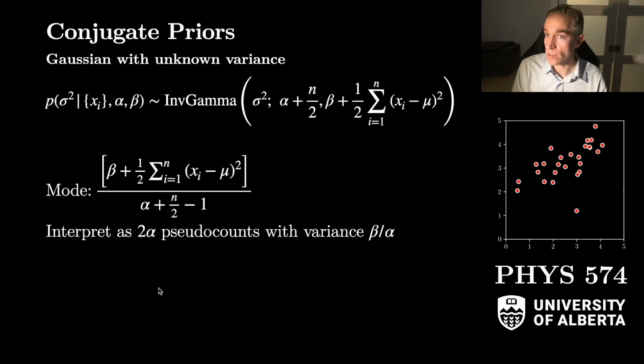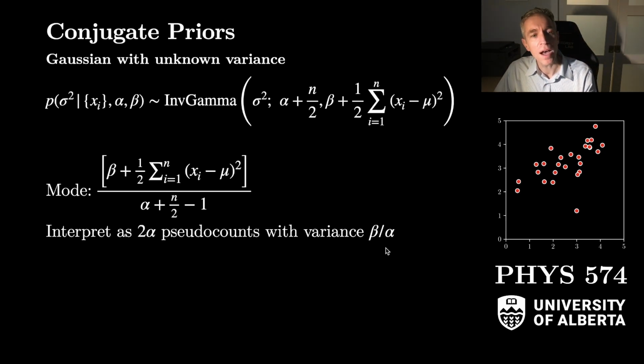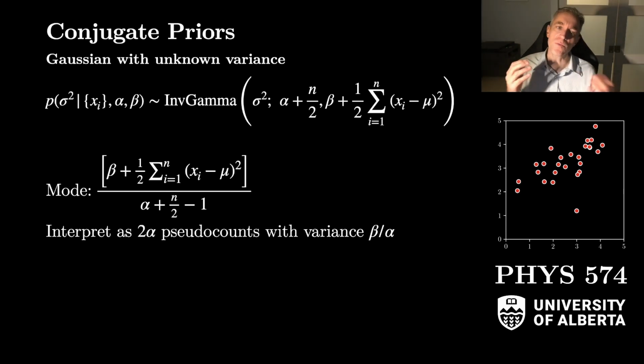And here we interpret our results as having 2 alpha pseudo counts of data added to the sample by virtue of the prior, with variance beta over alpha. And so this gives us a nice way of interpreting the case where we don't have a variance, but we do know the mean of the data.